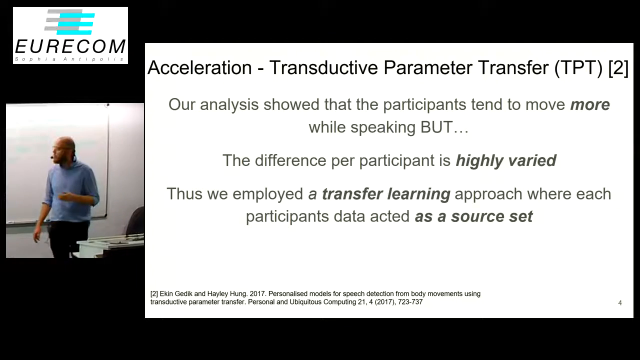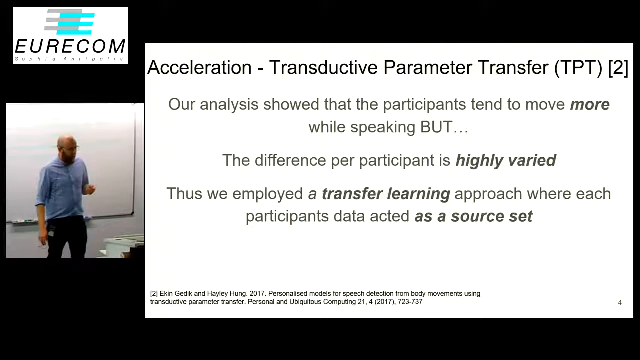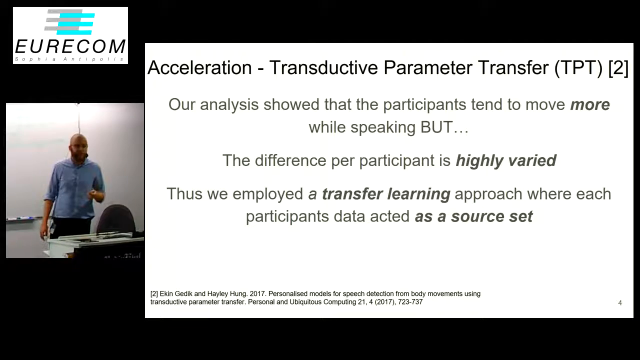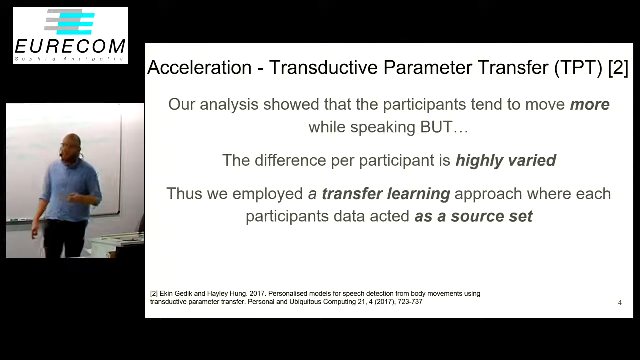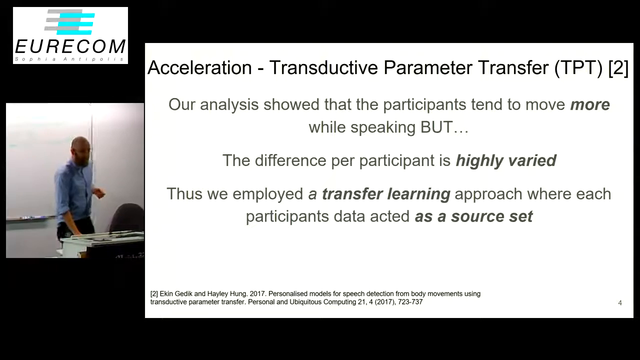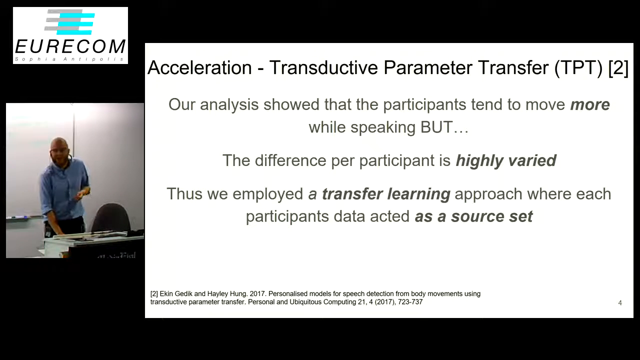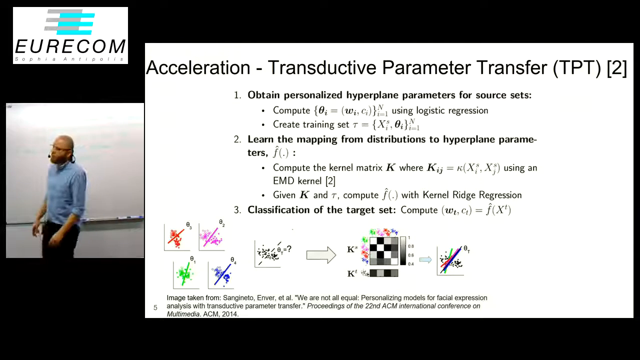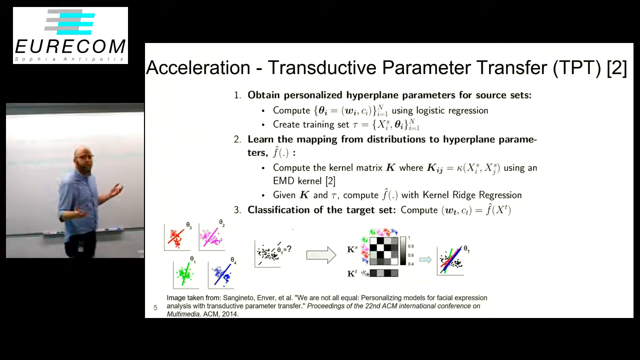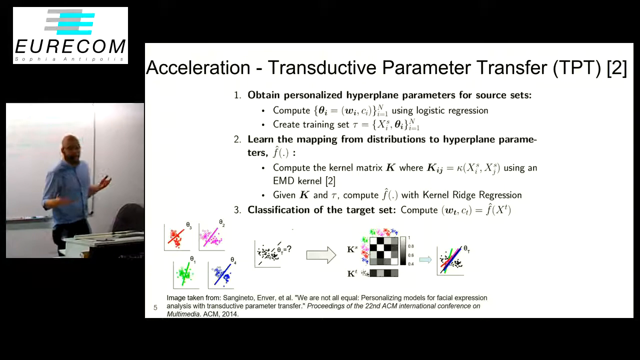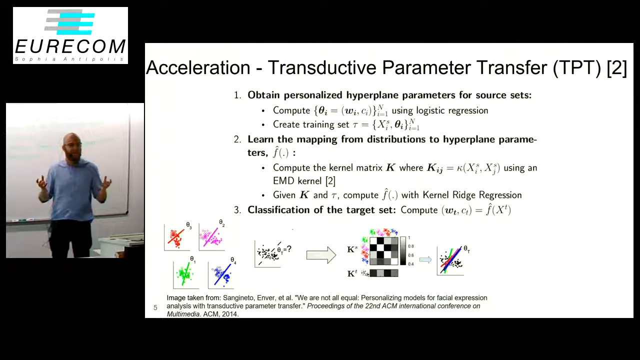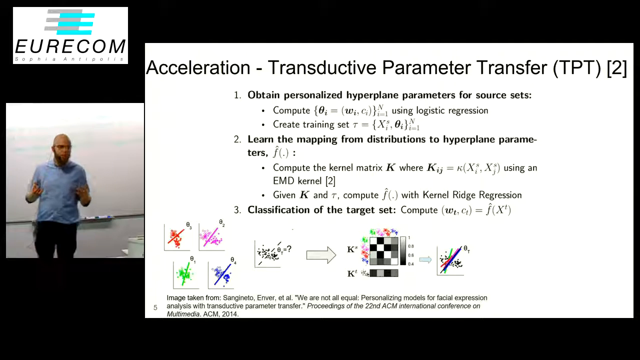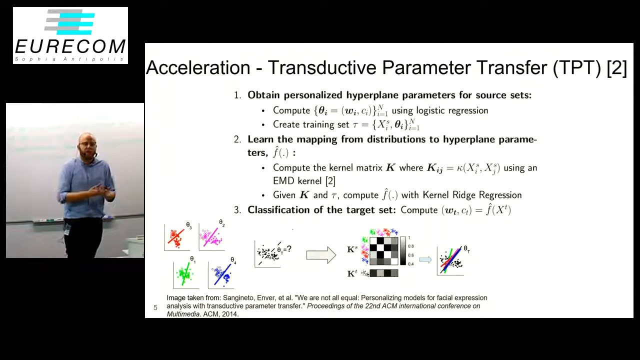So the difference per participant is highly varied, and to use this knowledge, we employ the transfer learning approach, where we treat each participant's data as a source set. Compared to yesterday's transfer learning approaches, we use something a bit more old-fashioned. There are no neural networks and no fine-tuning of the layers. What we did is called transductive parameter transfer. For each participant i, we assume that there is a marginal probability distribution Px that generates their data. And we want to learn a mapping from this distribution to the optimal parameters of a classifier for that data.